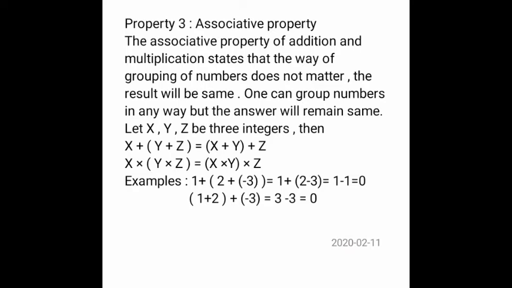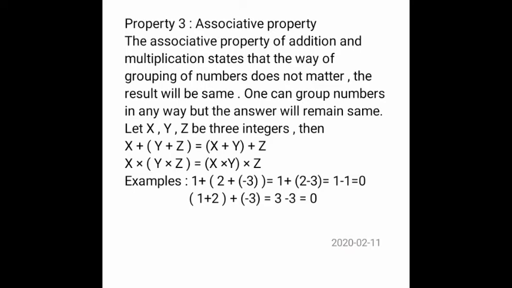Next, we will discuss associative properties. First, we check associative property under addition and multiplication. The associative property of addition and multiplication states that the way of grouping of numbers does not matter. The result will be the same. One can group numbers in any way, but the answer will remain the same.